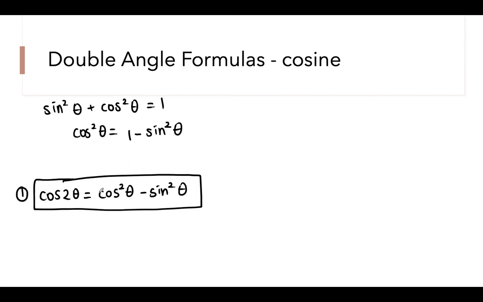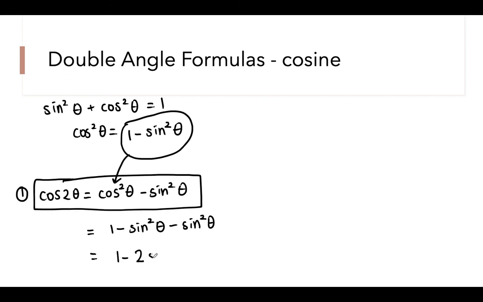There are actually 3 of them you have to remember for cosine. Another one is I could replace this into equation 1. If I were to replace it, it's going to be 1 minus sine squared theta minus sine squared theta. As you can see, you can collect the like terms with sine squared. Therefore, it's going to be 1 minus 2 sine squared theta. So that's the cosine double angle formula. This is the second formula.